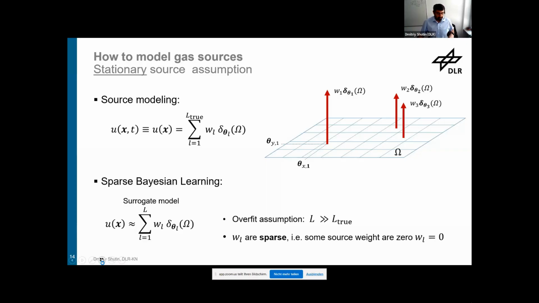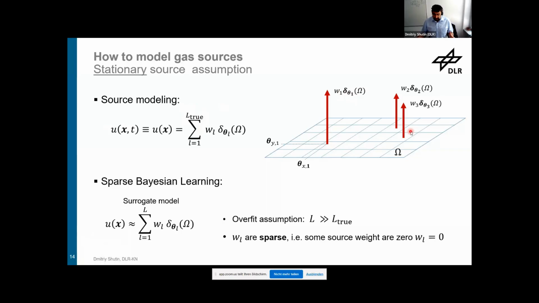Now let me activate a laser pointer again. So a particular source is located somewhere in my omega domain where I'm doing the estimation, and it has a certain location in this domain and a certain release rate. So I know that at this location, this source puts so much material into the atmosphere. And in reality, of course, I do not know the true number of sources. It might be 3, it might be 5. I do not know how many I have.